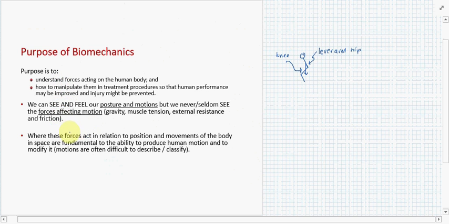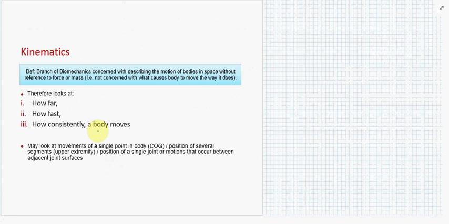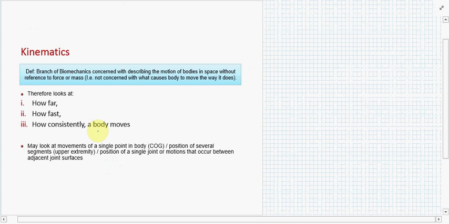Okay, so we can see and feel postures and motions, but we seldom see the forces acting on it. And the only way that we can sometimes understand it is by understanding the mechanics behind the movement. All right, so kinematics specifically is a branch of biomechanics concerned with describing motion of bodies without reference to forces or mass. Okay, so it's how far, fast, and consistently a body moves.